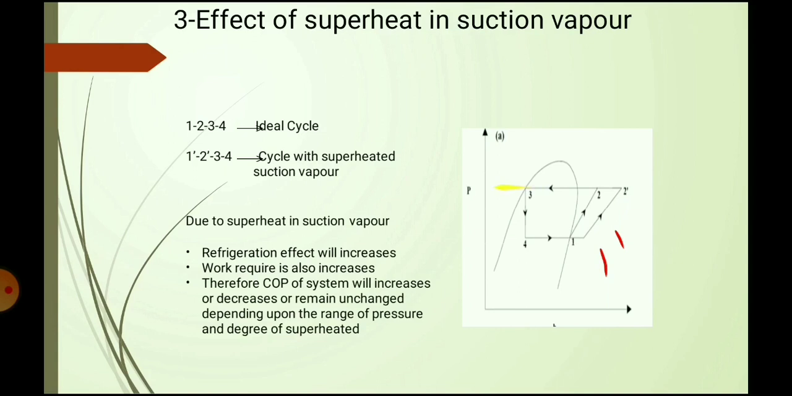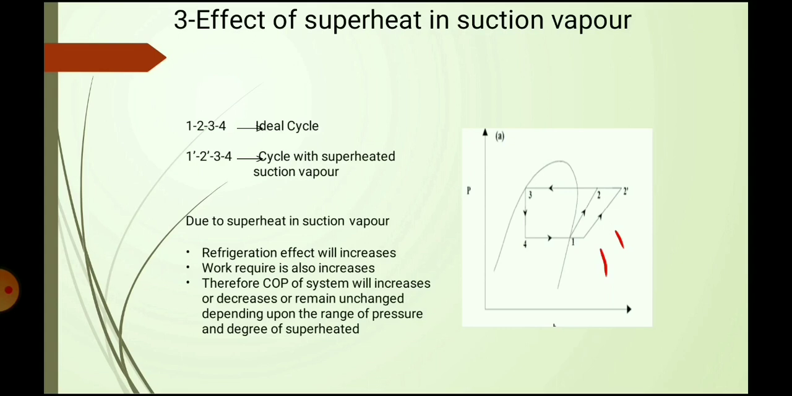That will be the pressure of condenser and the pressure of evaporator. As the distance between PC and PE increases, then the work required increases, and in that case the COP will decrease. That means the refrigeration effect is lower as compared to the compression work. In that case the COP of the system decreases.